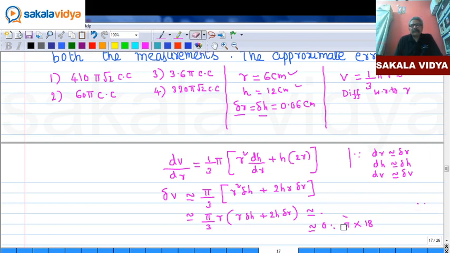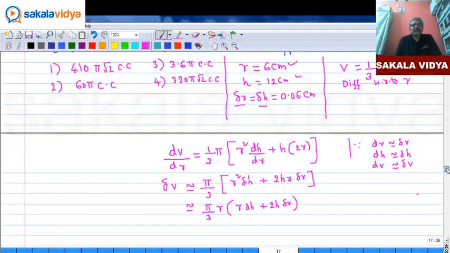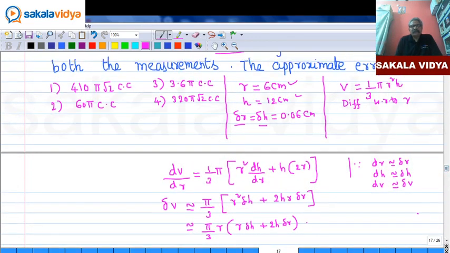Okay, I will do it. Substitution, I am getting a lot of trouble here. So, now let us check it. Here let us substitute. Pi by 3 into R, 6 into 0.06 plus 2H, H is 12, 24 into 0.06.